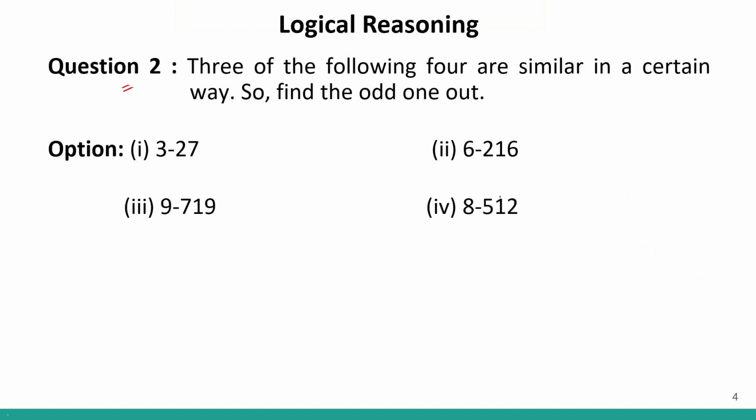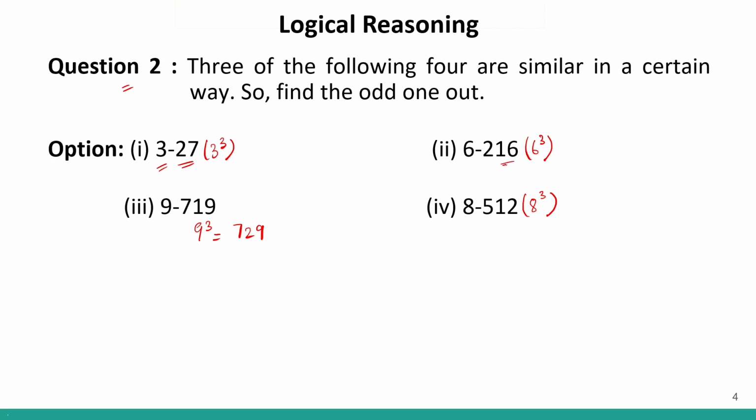Question number 2. So 4 options, one of them is different, and we have to identify which one is different. So if I look at option number 1, I can see 27 is basically 3 cube. Similarly, I can see 216 is basically 6 cube. And 512 is basically 8 cube. For 9 cube is equal to 729 and not 719.